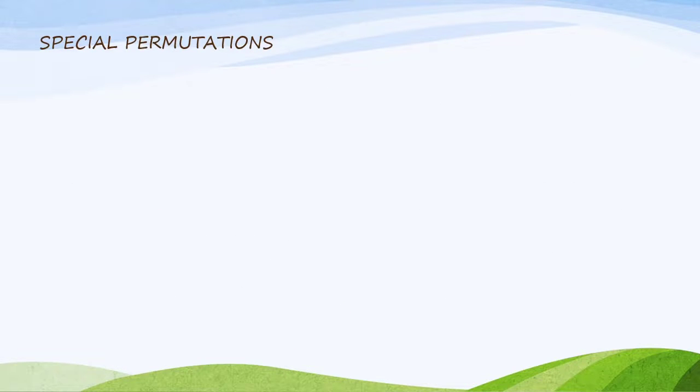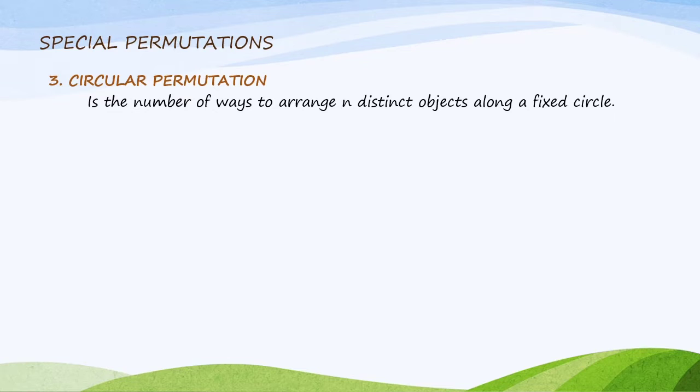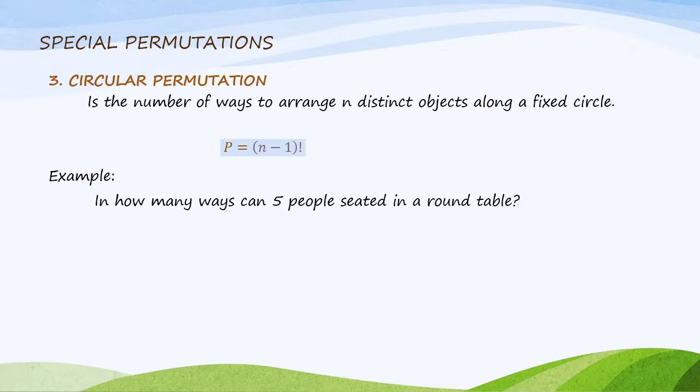Another special permutation is the circular permutation. It is the number of ways to arrange n distinct objects along a fixed circle. So the permutation of n objects arranged in a circle is P equals the quantity of n minus 1 factorial. Example, in how many ways can 5 people be seated at a round table?